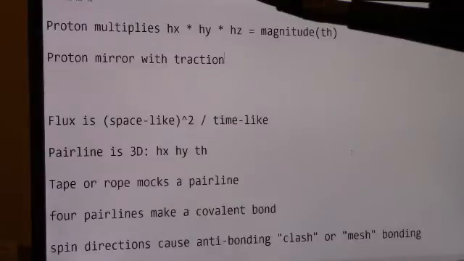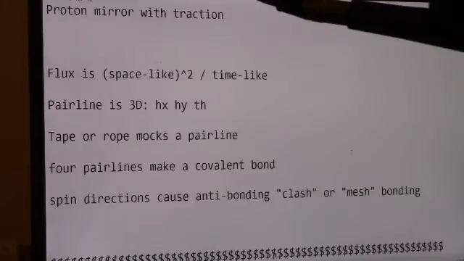Now, the flux is in 3 dimensions. Momentum uses 4 dimensions, so those are different things.